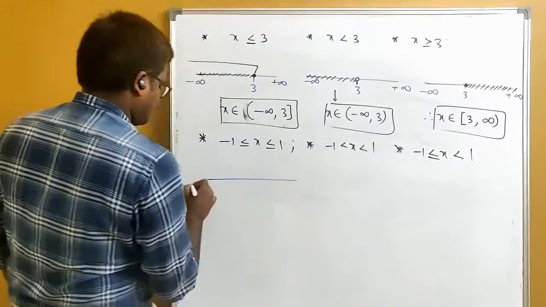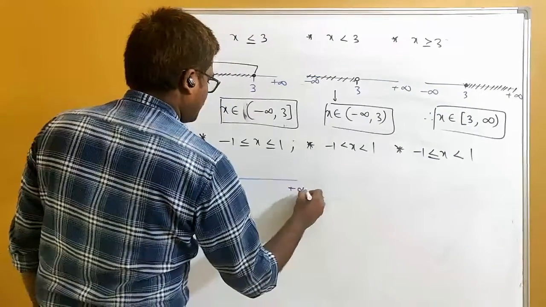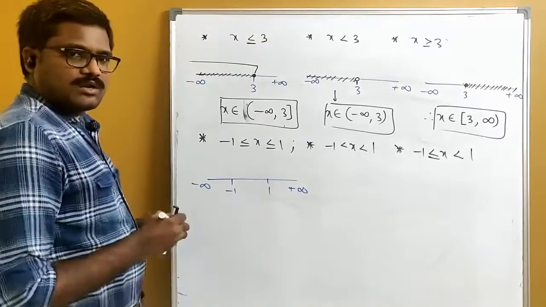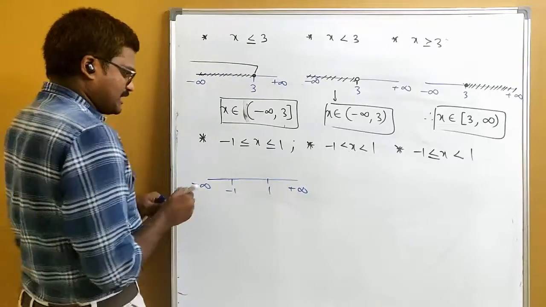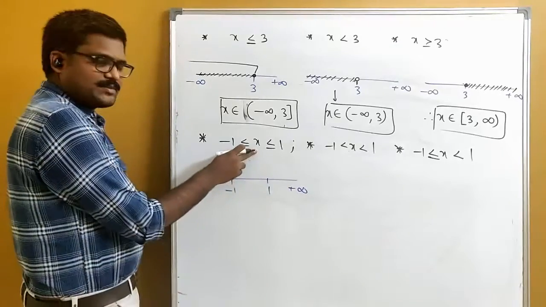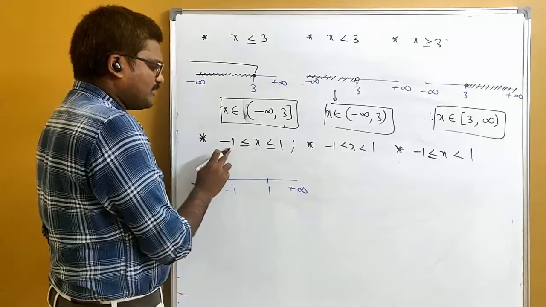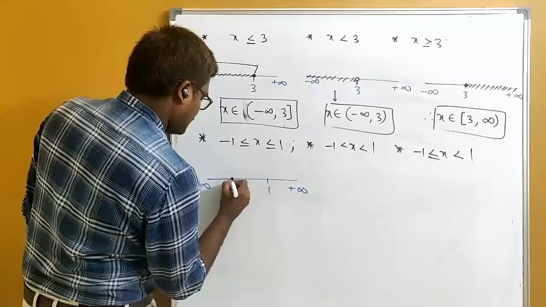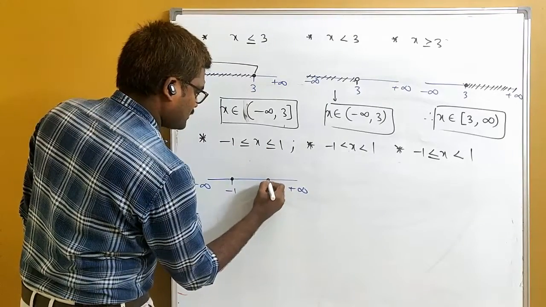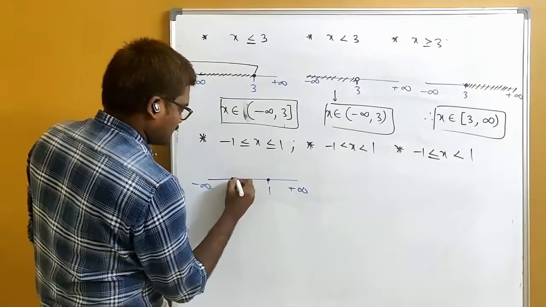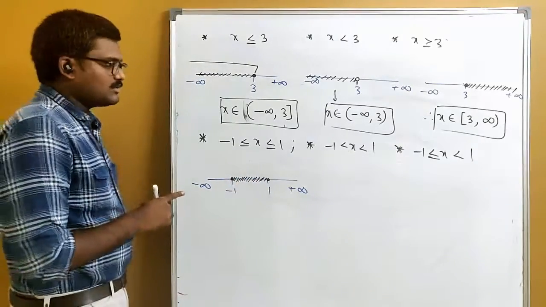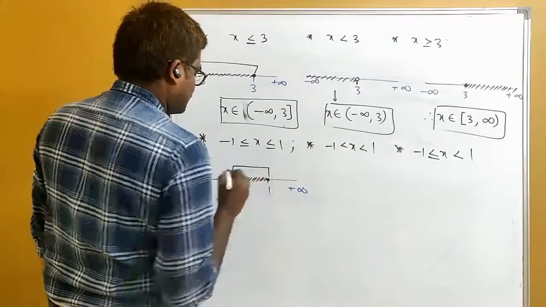So it is something like this. Minus infinity, plus infinity. This is minus 1, this is plus 1. Understood? Now I said x represents all the real numbers between minus 1 and 1, including minus 1 and 1. So that means put a dot at minus 1, a dot at plus 1, as well as all the numbers between minus 1 and 1. Understood? So this is something like this.